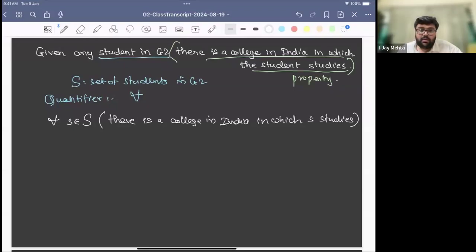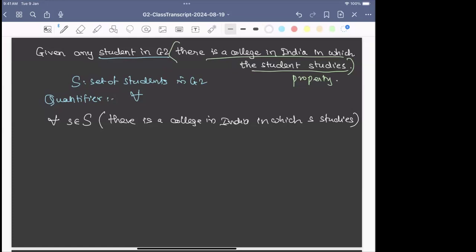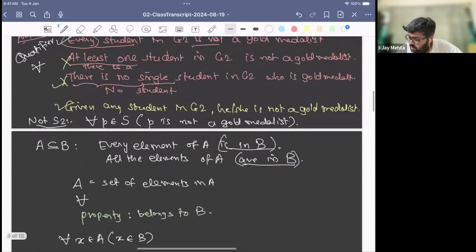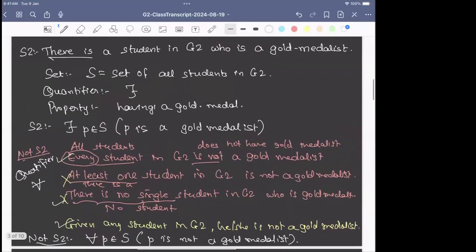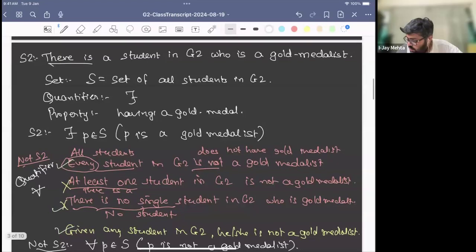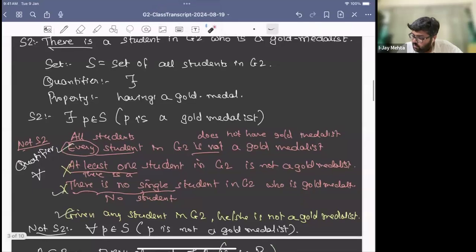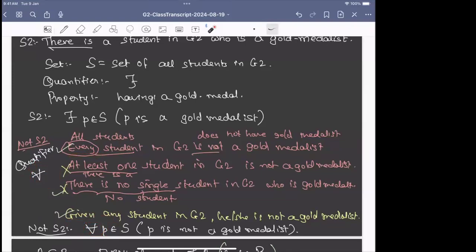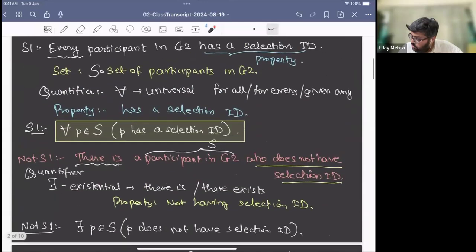Yes, Vinit. Sir, you defined given any as the existence in the earlier page. No, did I? Given any is the universal quantifier. Where is the confusion? Here there is given any. Here there exists. Given any is the universal quantifier, for all, for every.